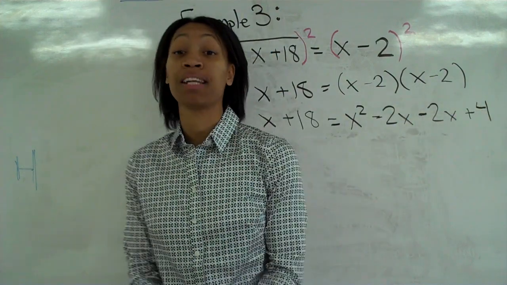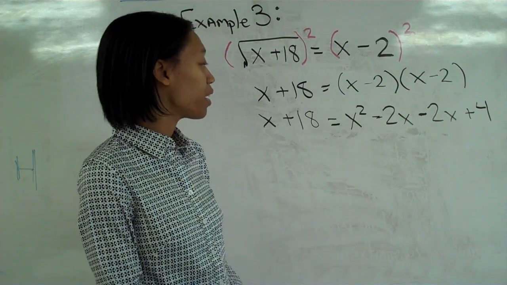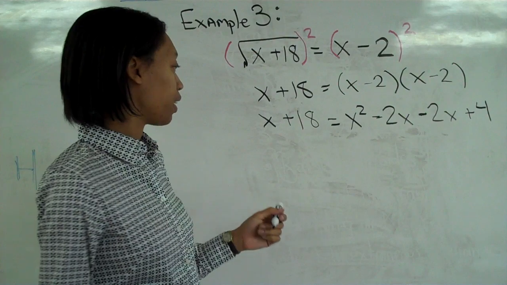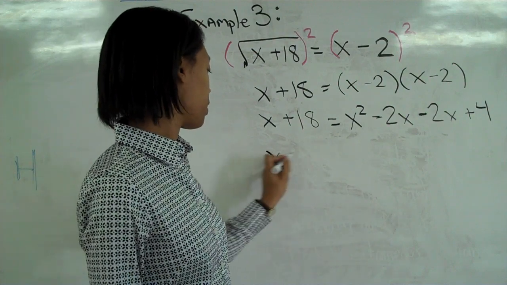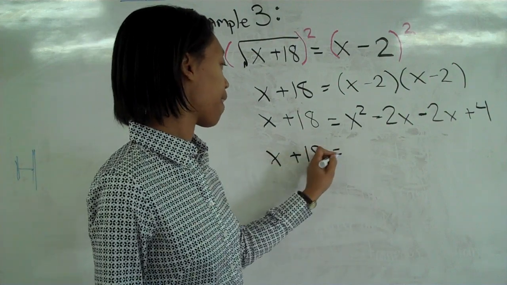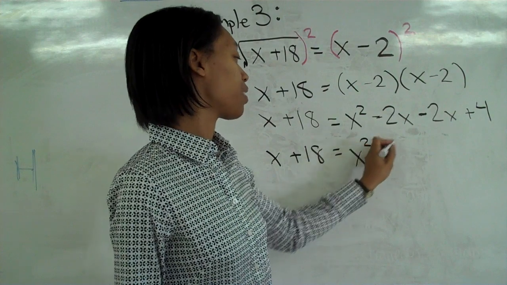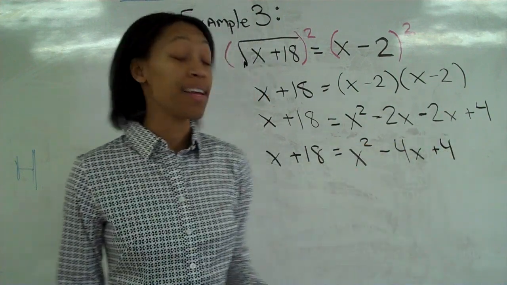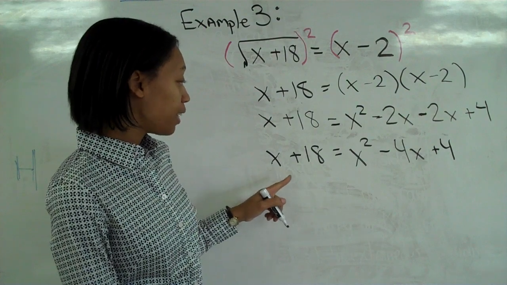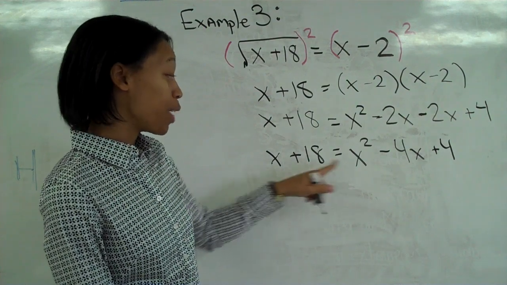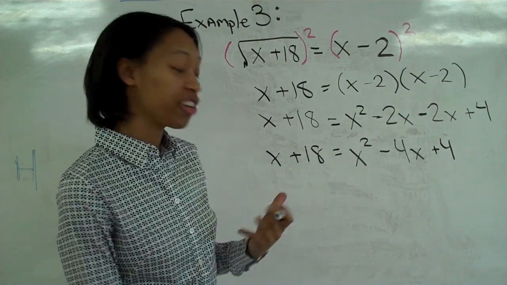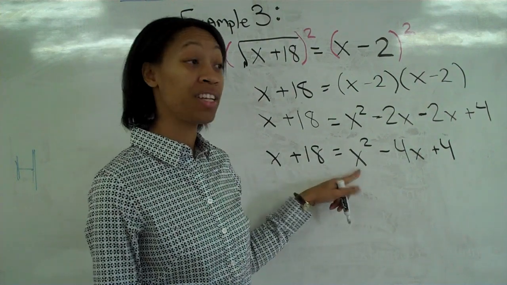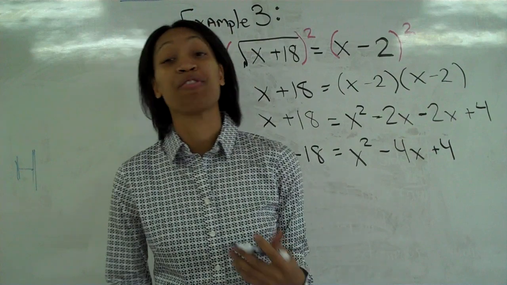Now I can just combine like terms and work my way towards the answer here. So first of all, let's just keep this x plus 18. We would have x squared minus 4x plus 4, right? Now, combining like terms, we have a squared here. So my strategy right now, in order to solve for this x, is to make the whole thing equal to 0. Then I'm going to have to factorize it.